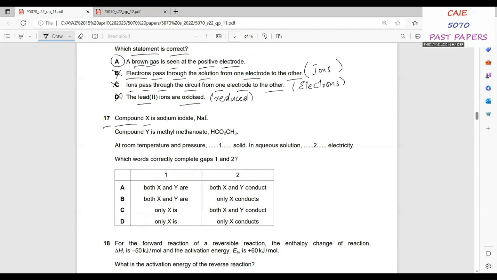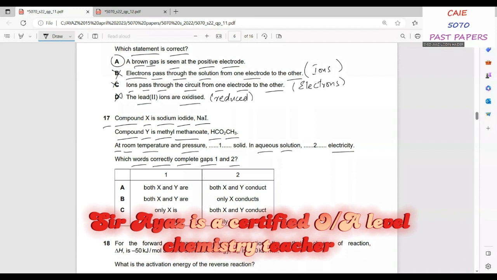17. Compound X is sodium iodide NaI. Compound Y is methyl methanoate HCO2CH3. At room temperature and pressure, one is a solid and in aqueous solution conducts electricity. Which words correctly complete gaps 1 and 2? At room temperature and pressure, sodium iodide NaI is solid. So I will write X here. In aqueous solution, X conducts electricity. So we have only D as the right answer here.